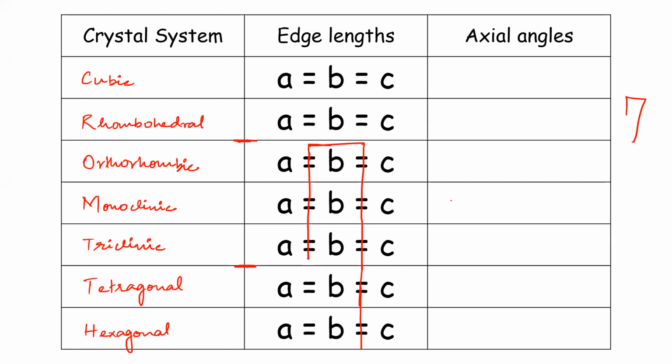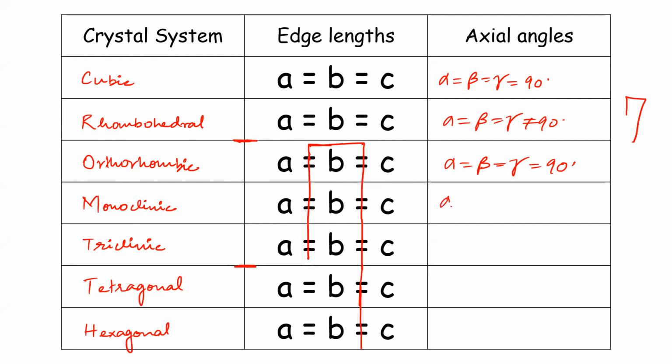So axial angles you have to remember. Okay. For cubic it will be alpha is equal to beta, it is equal to gamma, it is equal to 90 degrees. Rhombohedral alpha is equal to beta, it is equal to gamma, which is not equal to 90 degrees. Orthorhombic is from cubic only. That is why alpha will be equal to beta, it will be equal to gamma, it will be equal to 90 degrees. Now ortho means 90 only. Orthorhombic, it will be all 90 degrees.